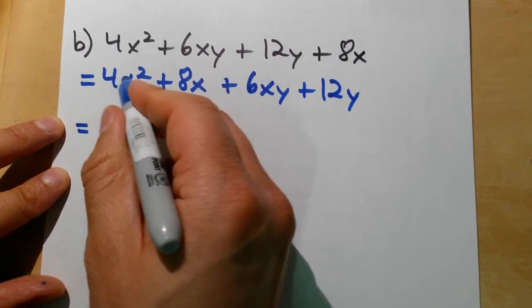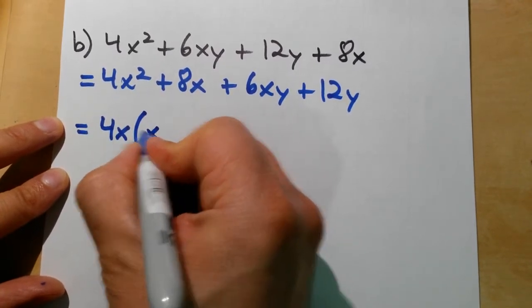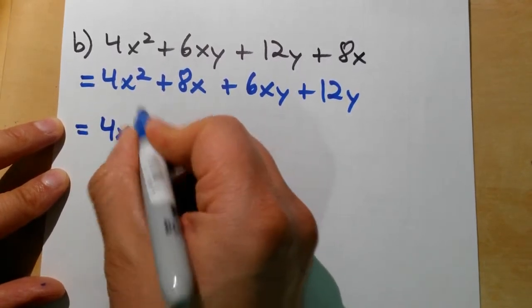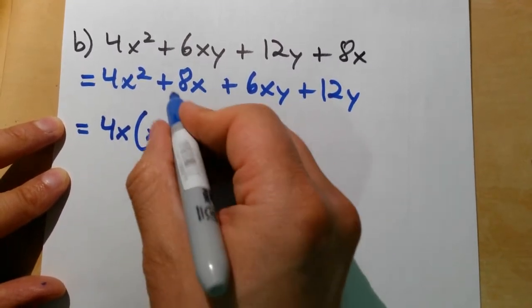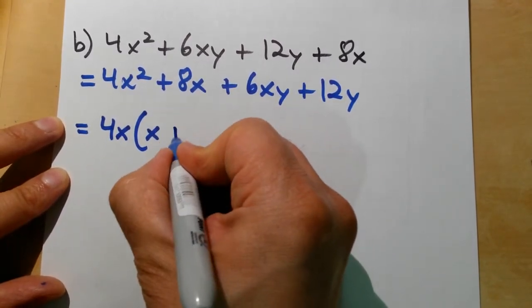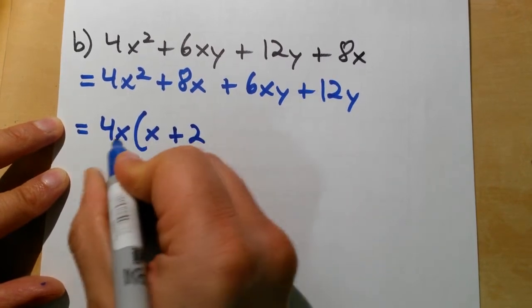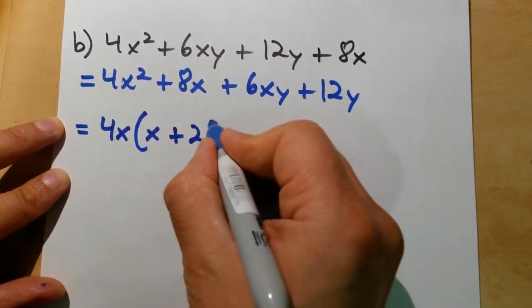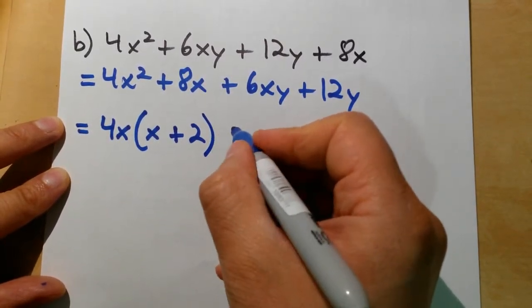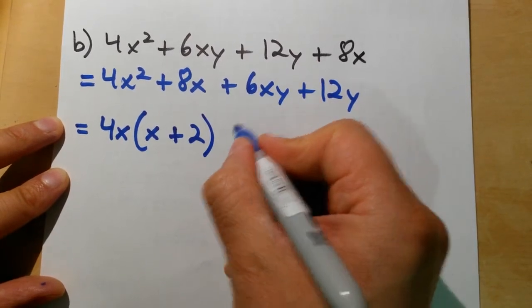So, 4x times what in order to get 4x squared? Well, simply times x. 4x times x gives us 4x squared. 4x times what in order to get 8x? Well, plus 2. 4x times 2 gives us 8x. So we're done on that one. Let's move on to this one.